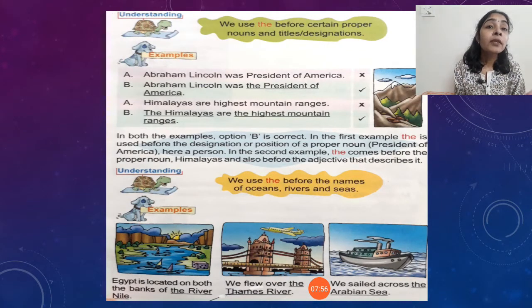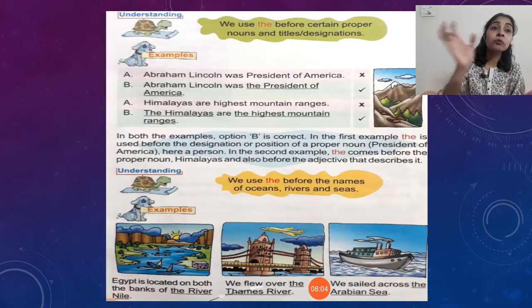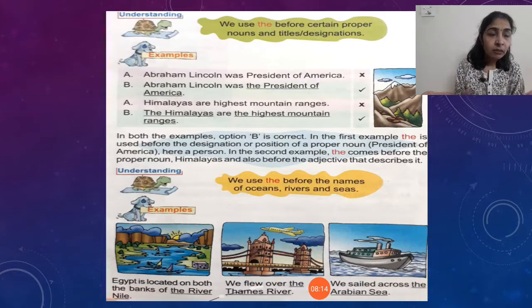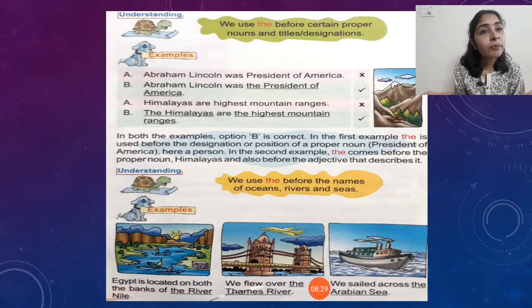Next, we use "the" before certain proper nouns and titles or designations, like the president, the principal. Even in an address we write "to the principal". So these are designations before which we use "the", and before some proper nouns also, like the Himalayas, the Ganges, the river Nile. So with the definite things we are using the definite article "the". Let us go through an example: Abraham Lincoln was the president of America. In the first sentence, if it is written "president of America", it is wrong. It is the president of America.